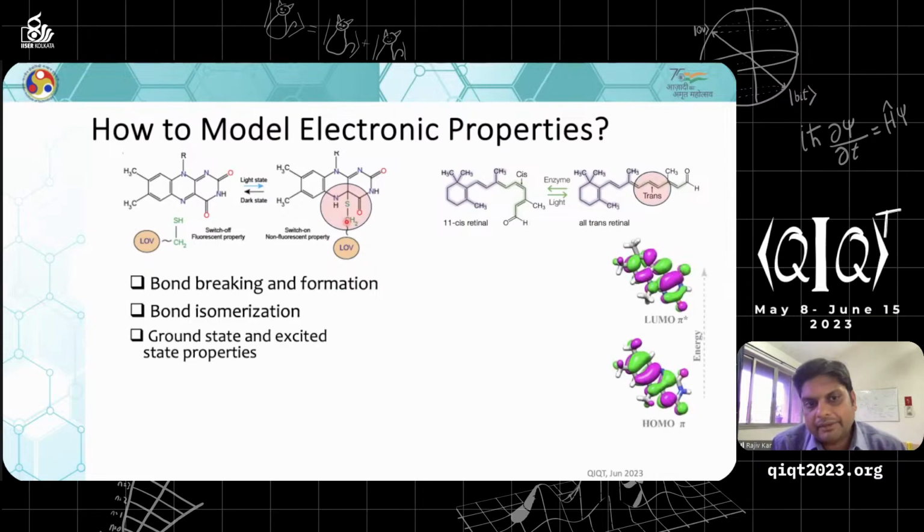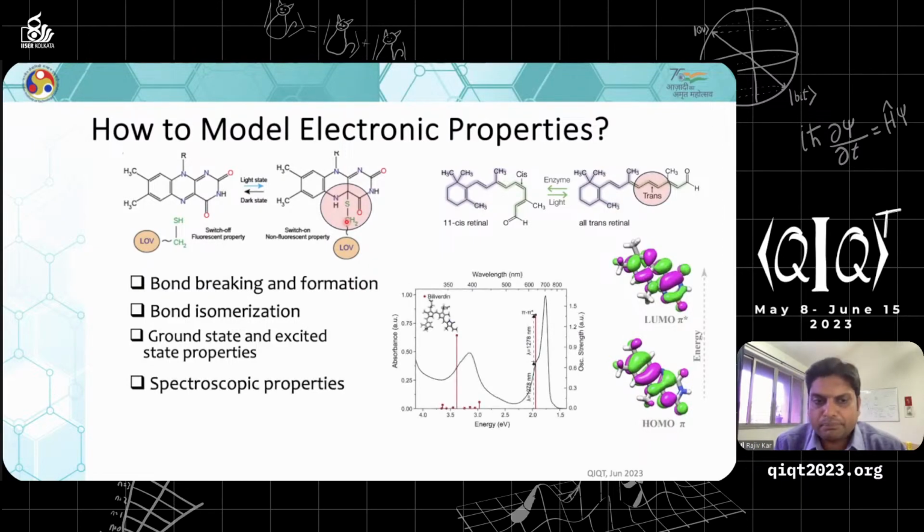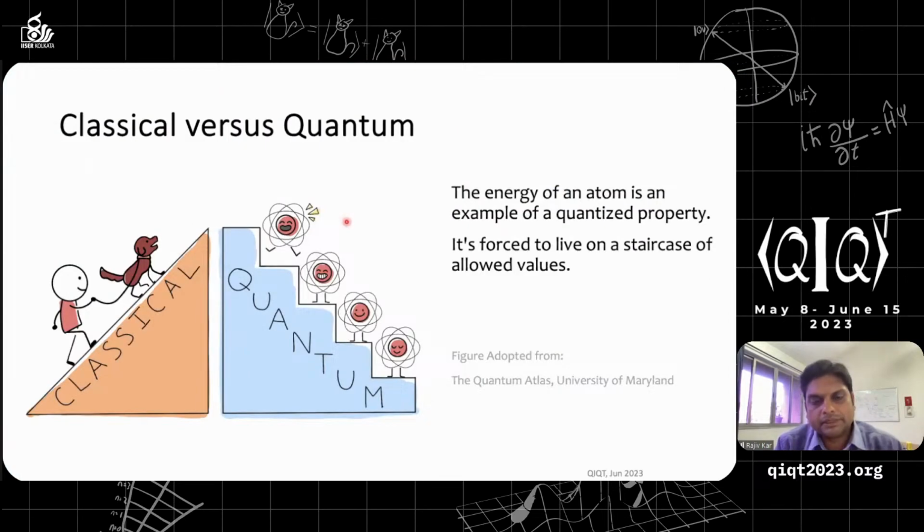And likewise, we can also account for the orbitals involved in the ground state and excited state transition, and we can also predict or determine the spectroscopic properties. So in a nutshell, these are the properties and features that can be elucidated using so-called quantum mechanics, where they are much easier.